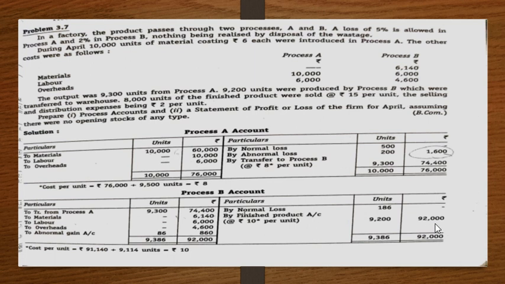So the cost per unit will be 92,000 divided by 9,200, which is rupees 10. For all the problems you're preparing, process A account, process B account, please mention the cost per unit. How will you calculate it? Here, after you get your balancing figure of 74,400, divide 74,400 by 9,300, you will get 8. This cost per unit will match the cost per unit of your abnormal loss. So then it is the right answer here.